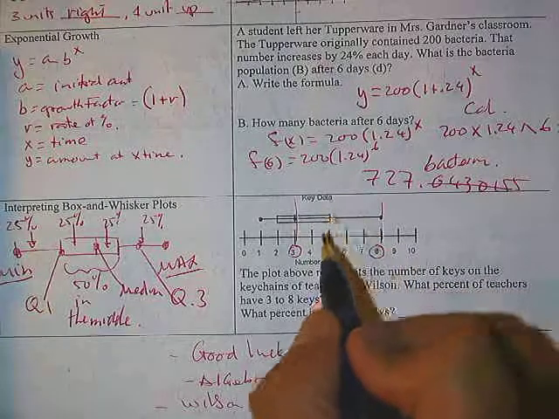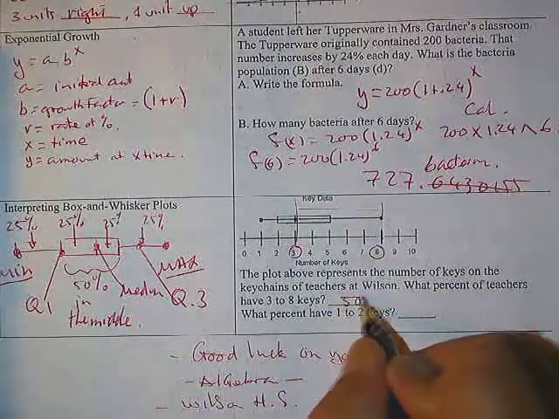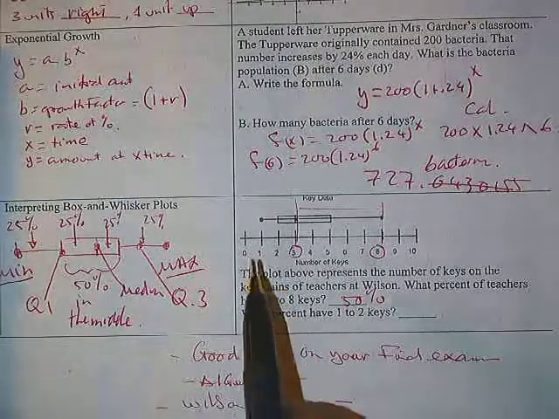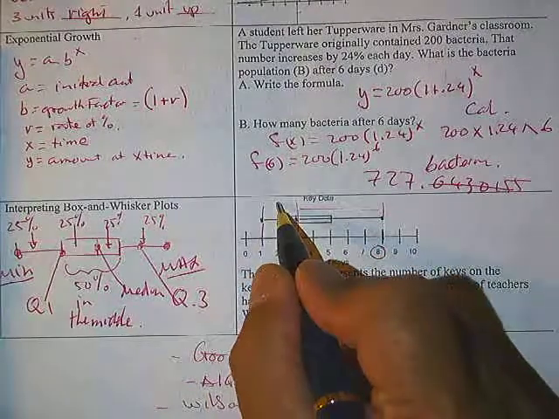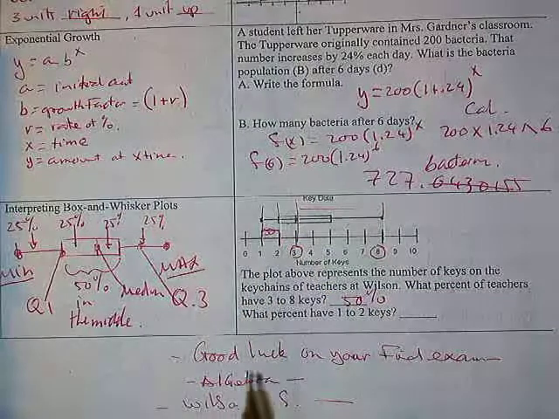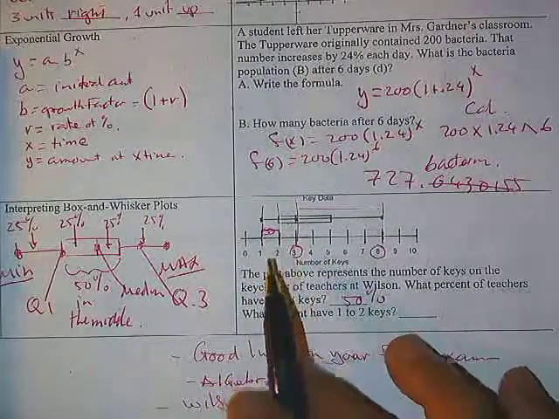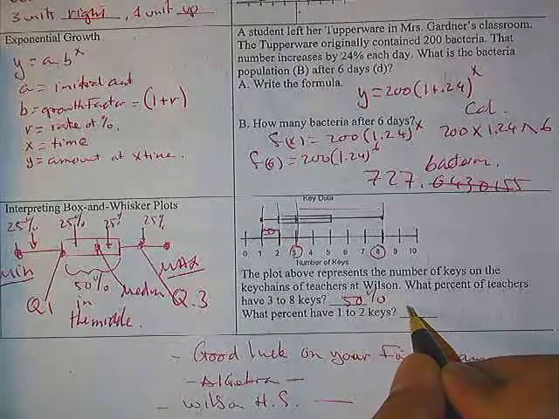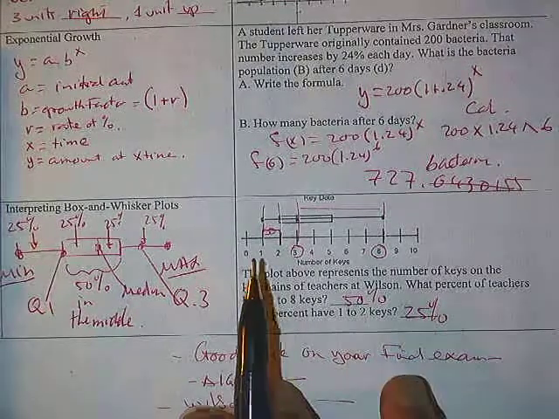The plot above represents the number of keys on the key chains of teachers at Wilson. What percentage of teachers have 3 to 8 keys? So here's 3, and here is 8. 8 looks like the maximum, 3 looks like it's the median. So 25% here, 25% here, 25% here, 25% here. So between 3 to 8 keys, that's going to be 50%.